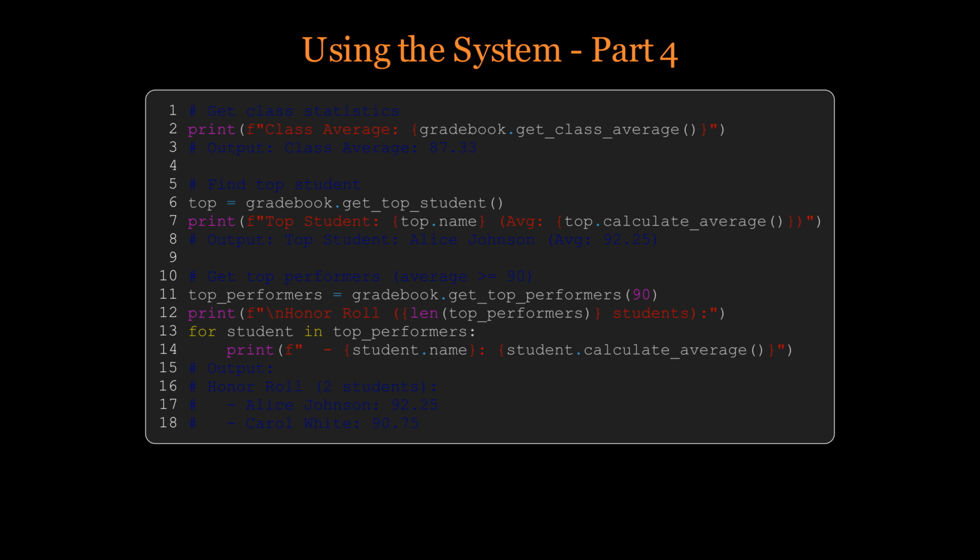Then we find the top student using getTopStudent. Alice Johnson with her 92.25 average leads the class. Next, we get all top performers with averages 90 or above using getTopPerformers. 2 students qualify, Alice and Carol. We iterate through them and print their names and averages. This creates an honor roll list.